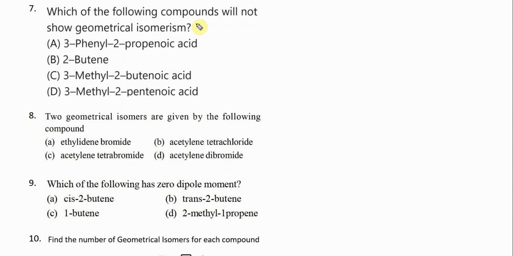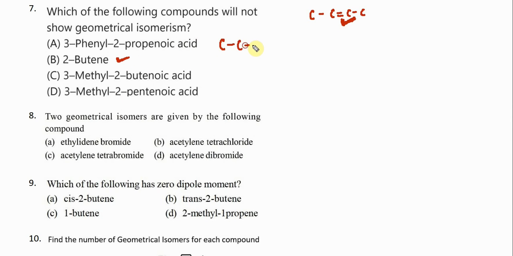Okay, moving on. Which of the following compounds will not show geometrical isomerism? Will not show. So one thing you want to know, I cannot stress this enough. Butene is a very good example for geometrical isomerism. So that one you want to remember. Butene, you want to remember this. Okay, let's go to the first one.